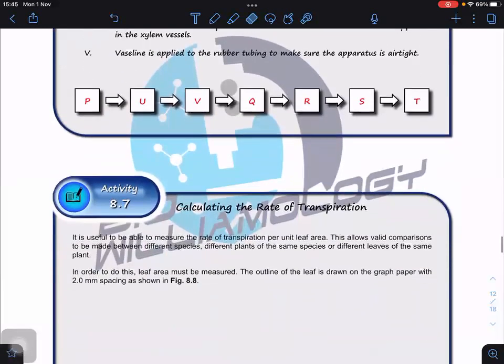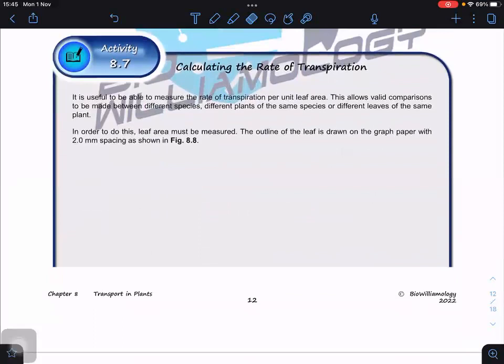So let us look at how we can calculate the rate of transpiration. It is useful to be able to measure the rate of transpiration per unit leaf area. Not only how much water vapor is lost, but also per unit area of the leaf, because the larger the leaf area, the more it may contribute to the rate of transpiration. This allows a valid comparison between different species, different plants of the same species, or different leaves of the same plant.